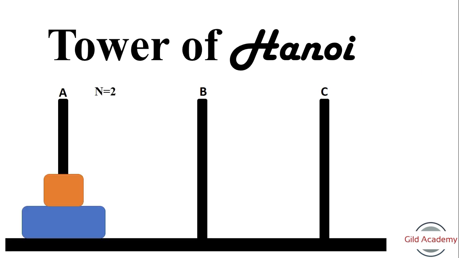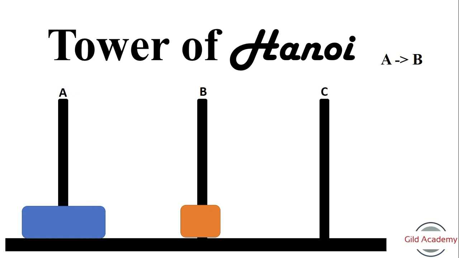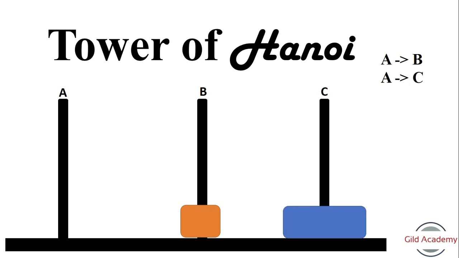The next most basic problem statement for the problem of Tower of Hanoi would be when n equals 2. That is, we have two rings in the source tower. The way we can solve this is we move the ring from tower A to tower B and then move the ring from tower A to tower C. Finally, we move the ring from tower B to tower C.